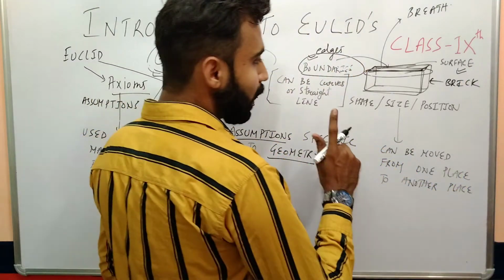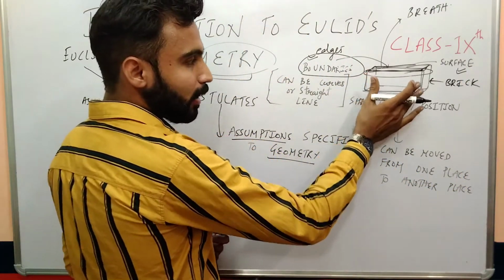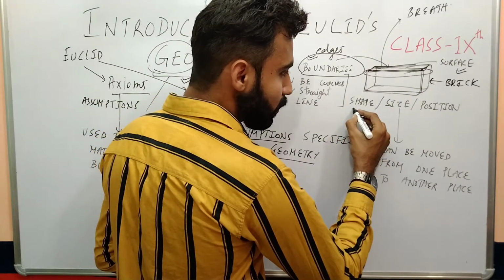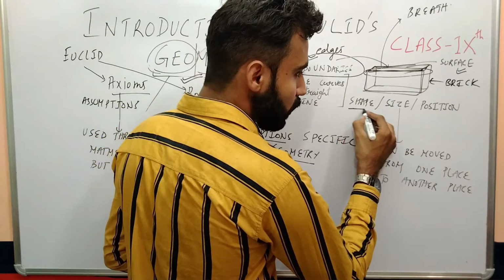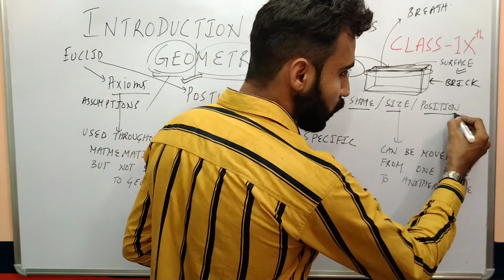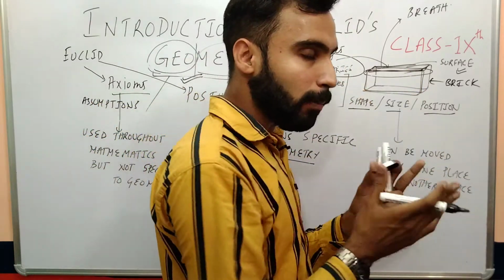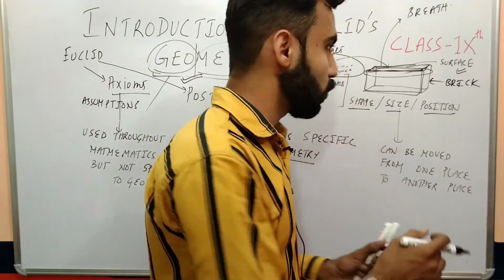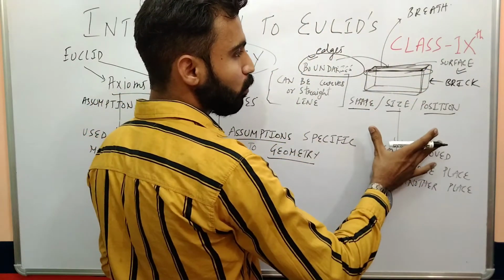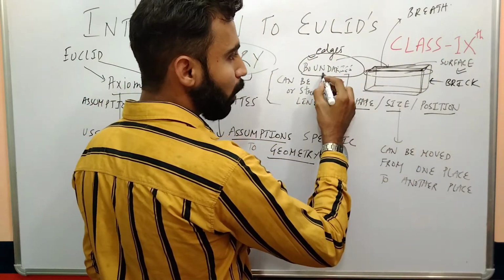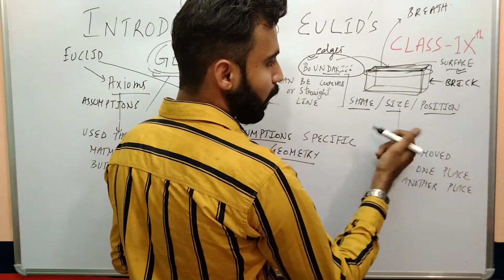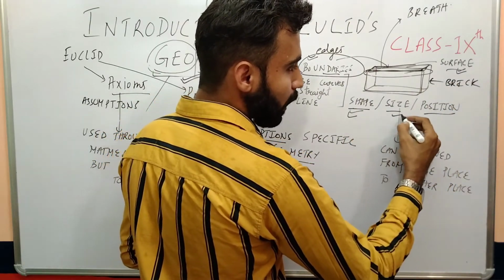नाउ next thing is this brick actually has three things, three dimensions, that is shape, size and position. So actually we can move a brick from one place to any other place. So this is all we have to know about a brick which got boundaries, which got surface, and depending on shape, size and position.